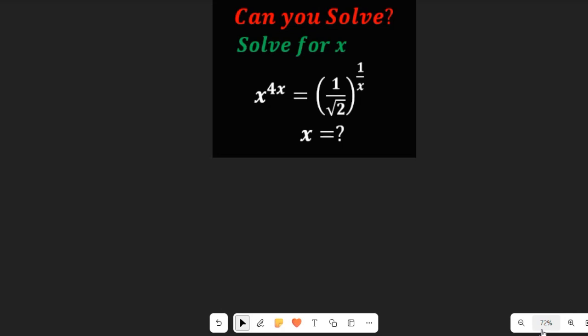Hello, let's solve for x in this nice exponential equation with exponents that are fractions. Many get afraid when they see questions with square roots and exponents that are fractions. But let's see how we'll solve for the value of x in this expression.